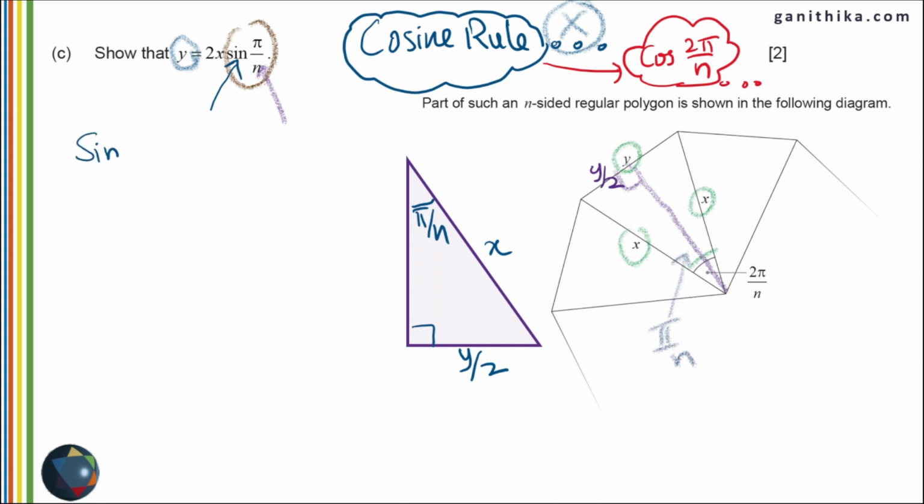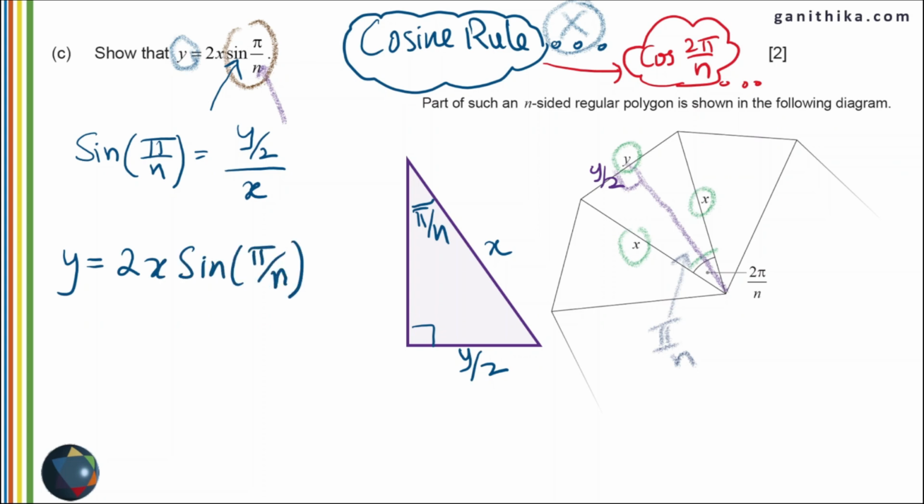Therefore, we are going to use sine ratio. Sine of the angle is equal to opposite over hypotenuse, y over 2 over x. Simplifying this, you will get y equal to 2x sine pi over n. And this is what we want for the question. And this is for just 2 marks. So far, the first 6 marks were not very difficult to solve.